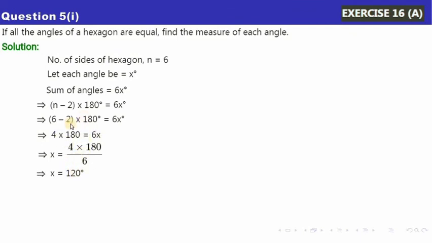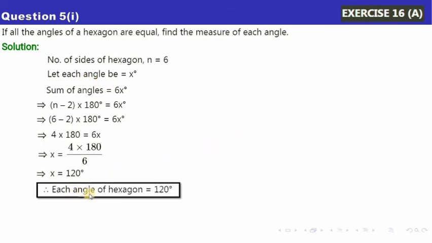You have done all these things in linear equations in one variable, so I'm not showing the calculation out here. The value of x turns out to be 120 degrees. And what is x? x is the measure of each angle, isn't it? So that's why we say that each angle of a hexagon measures 120 degrees. You may pause the video and note down your solution.